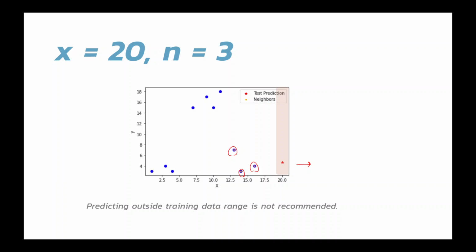So as you can imagine, k nearest neighbor is probably not going to perform well if you are predicting something along the edge, because you don't have anything to the right side. Similarly, if you want to predict something on the left edge and you don't have anything there, your prediction is going to be based on something on the right side, which is probably not the best prediction. So for k nearest neighbor, or any machine learning model, trying to predict outside the training data range is probably not recommended.